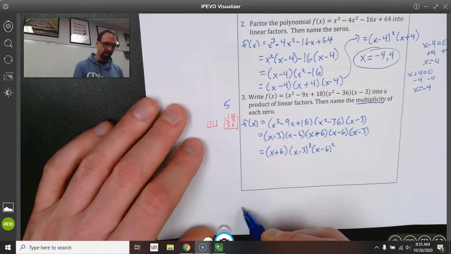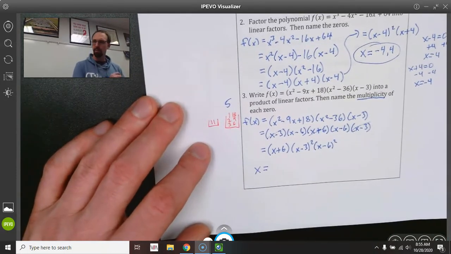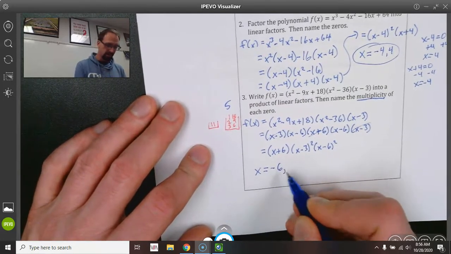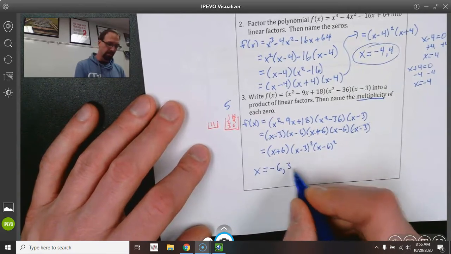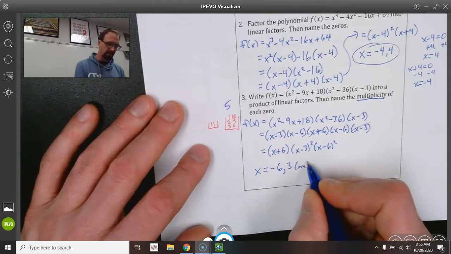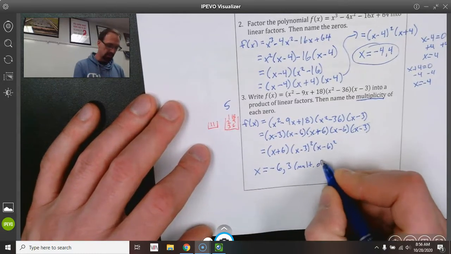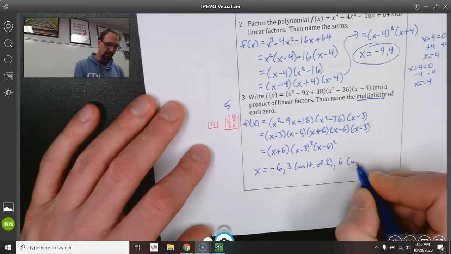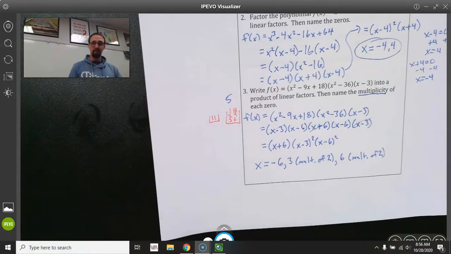My zeros, if I set these equal to 0 and then solve, I get these values. I put them in this particular order on purpose. I get negative 6 for this one, which is my smallest, my lowest value. And then here is 3, but I'm going to have a multiplicity. I abbreviate multiplicity MULT, multiplicity of 2, and then 6 with a multiplicity of 2. So this is the multiplicity of the zeros.